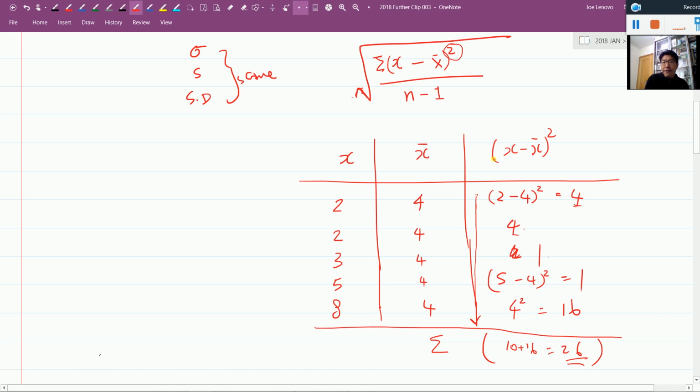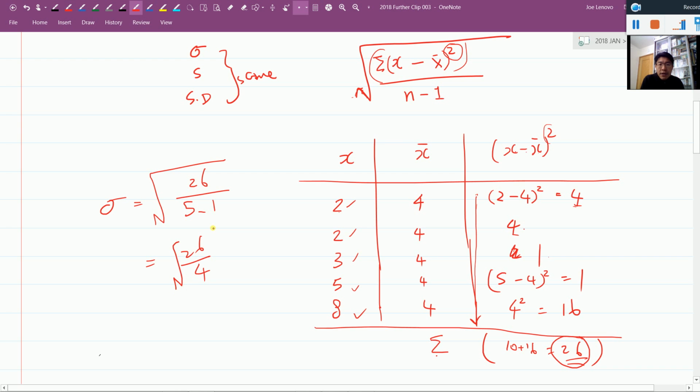Right? If we've got that 26, we have the sum of (x take away x mean) squared, which is the upper part of these fractions. We have sigma, standard deviation, equals the square root of 26 over n. And what is n? n is the number of entries. The number of entries here is 1, 2, 3, 4, 5. We've got 5 entries, 5 take away 1. So just change n into 5. Then 26 over 5 take away 1, and put a square root on it.